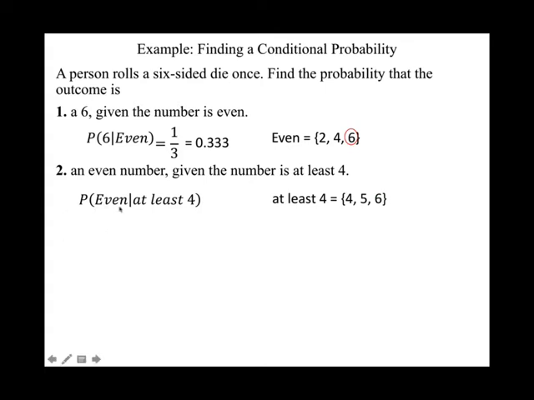And we want to find the probability that this is going to be even. Okay, so even. Which number is going to be even? That will be the 4 and the 6. So the answer will be 2 out of 3, which is going to be 0.667.